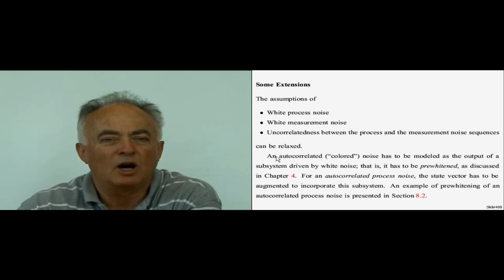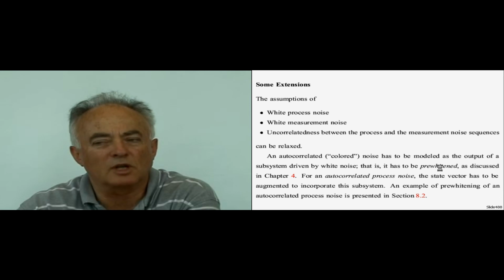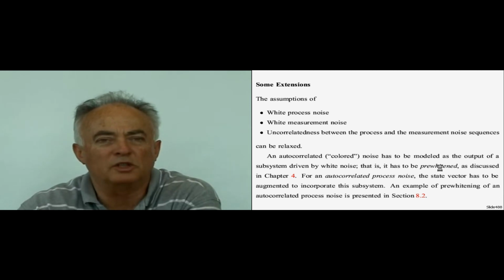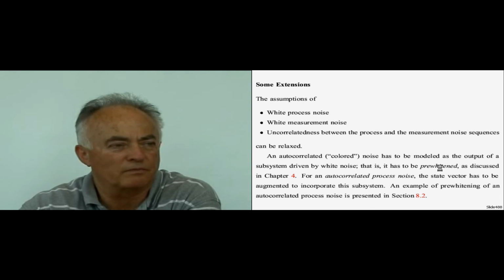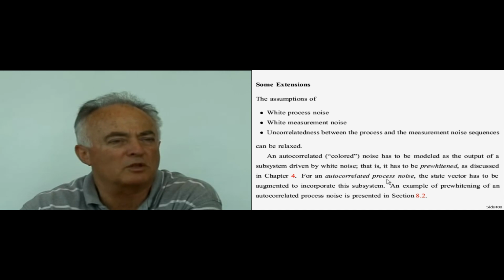Just a few words about how this is done. If you have autocorrelated or colored process noise, you model it as the output of a subsystem driven by white noise. It has to be pre-whitened. By appending this subsystem to the original system, you get a larger system, but now it is all driven by white noise, so we are in the standard case. For the autocorrelated process noise, we augment the state vector and incorporate this pre-whitening system.